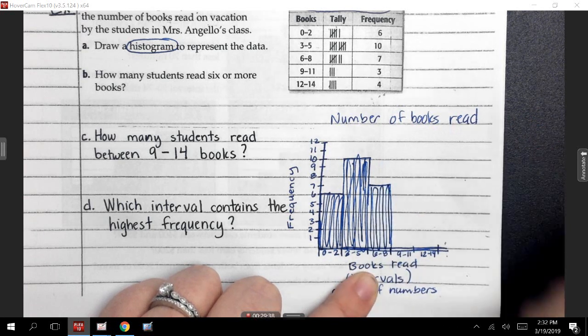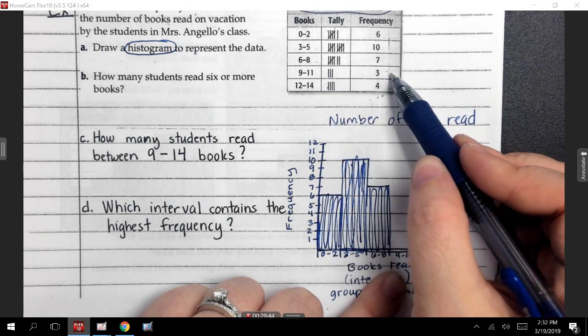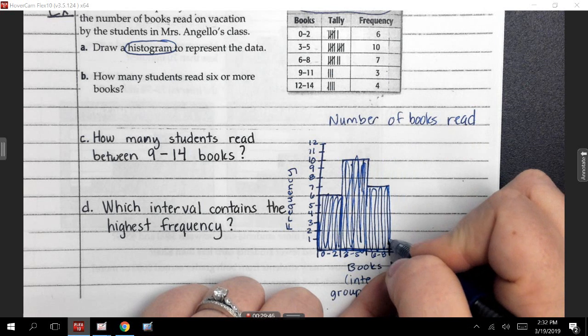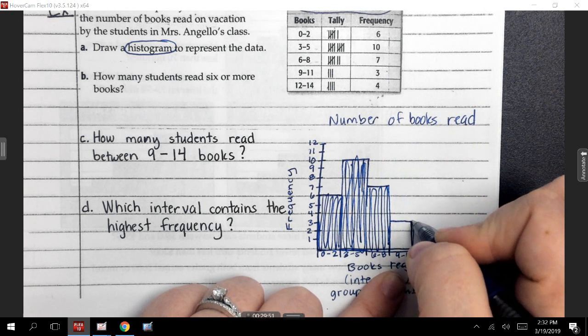After 6 to 8, how high do I need to go for 9 to 11? 3. That goes to 3. Again, we're just using this chart up here. So 3.